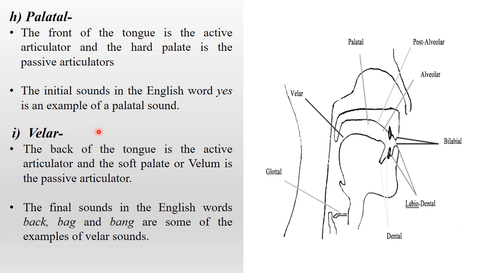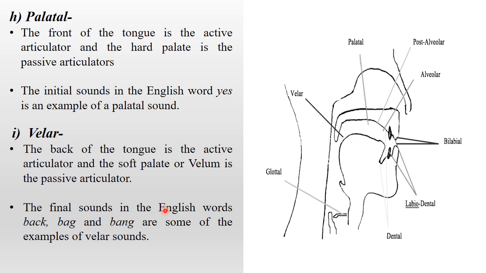Next is velar sound. The back of the tongue is the active articulator, and the soft palate, or the velar, is the passive articulator. Soft palate is also known as velum. So the back of the tongue is the active articulator, and the soft palate is the passive articulator.